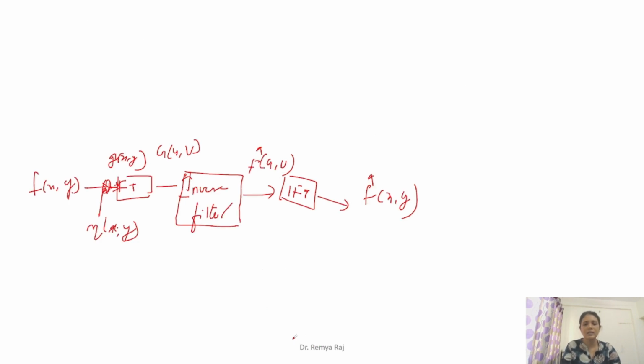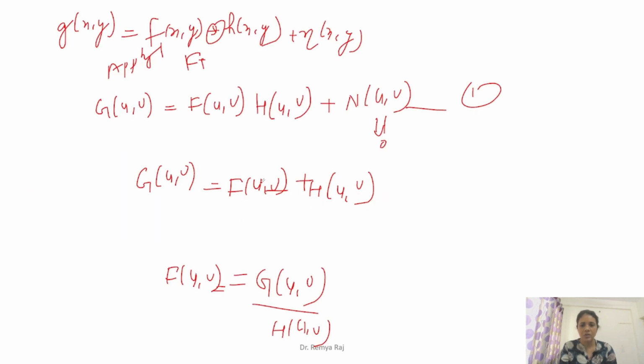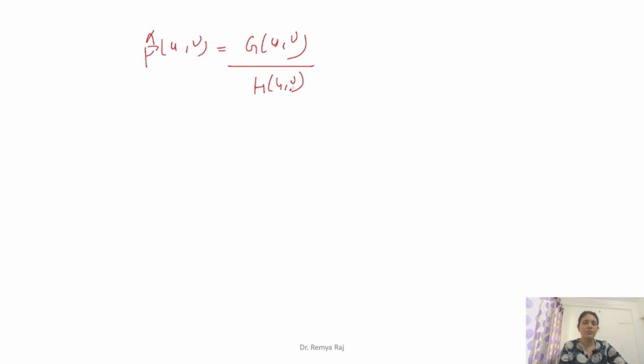Now we know that F cap of u comma v is there. If the noise is equal to 0, this F cap of u comma v we can also write as G of u comma v divided by H of u comma v, because F of u comma v equals F cap of u comma v when the noise is equal to 0. We can read this as equation number 2. Now what you're going to do is divide the equation, this equation.